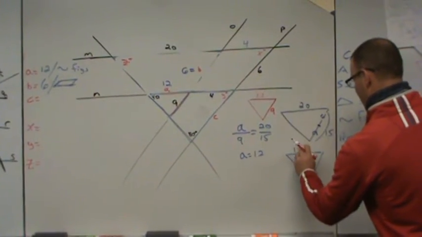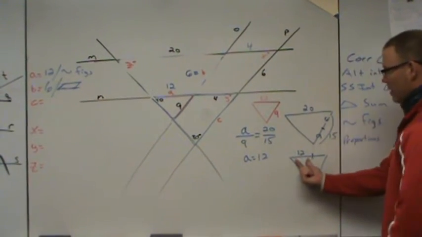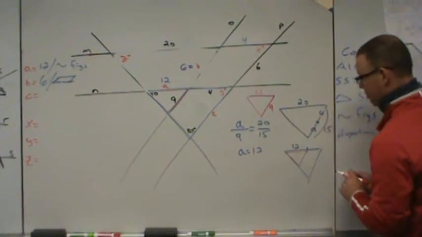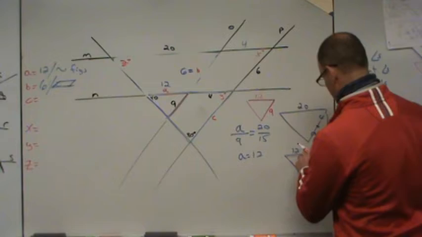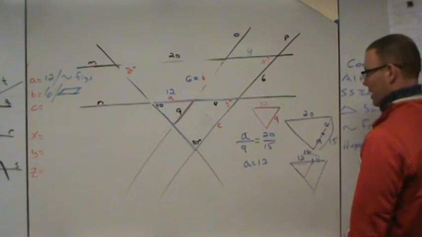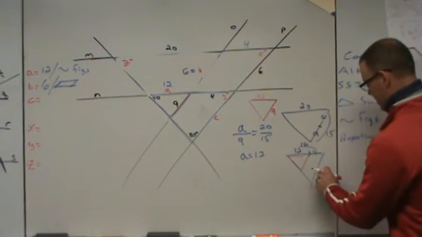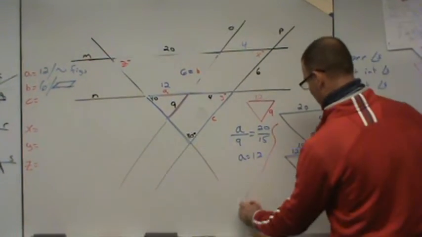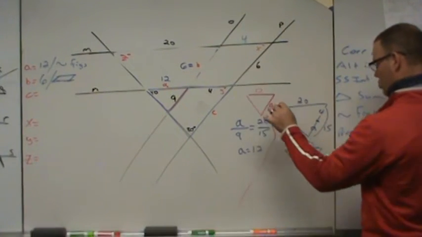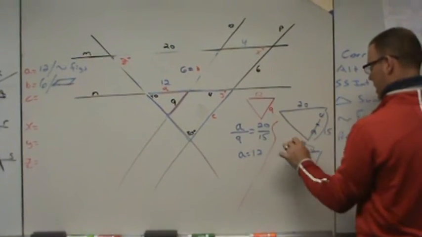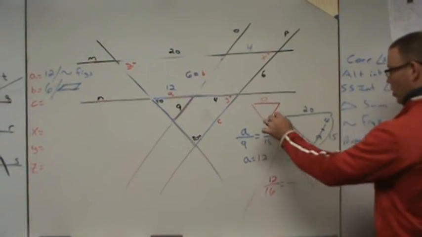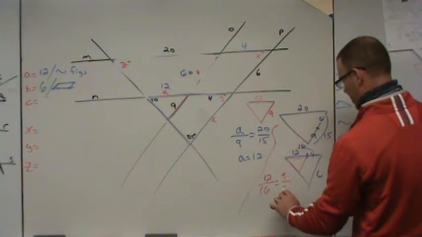And I know this segment here to here is 12. Remember, that's part of my red triangle right here. And this segment, which is 4, so 12 and 4 is 16, and I'm trying to find C. So now when I create my proportion comparing these two, I get 12 over 16, top to top. Yeah, I'm doing this a little bit differently. 12 over 16, right to right, 9 over C.